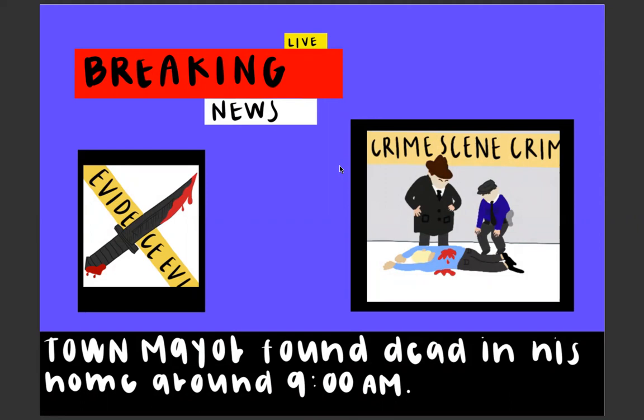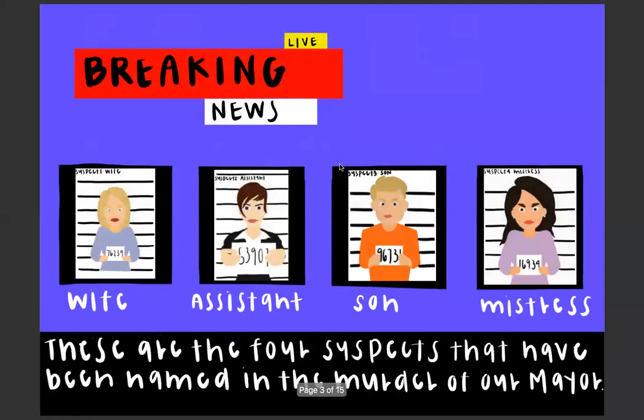The son and assistant were also at the residence, but both claimed to have not heard anything. Police are looking at any and all evidence that could lead to who committed this heinous crime on our town. The lead investigator found the murder weapon had been left at the scene, and there were two different types of blood found on the weapon. He reports that a DNA fingerprint analysis needs to be run. He also reports that there have been 4 suspects named in the murder of the mayor. These suspects are his wife, his assistant, his non-biological son, and his mistress.